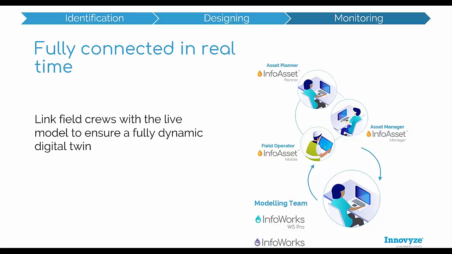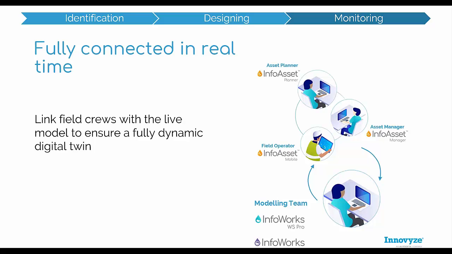And so to ensure a fully connected utility, when operations are going out into the field, we need that understanding of what changes they might be making, and how that might be impacting the leakage assessments that are being done on a monthly basis, for example, as well as the impact they are having on the live models. And so with WS Pro and Info Asset Manager, these are connected to ensure that seamless management of the network.